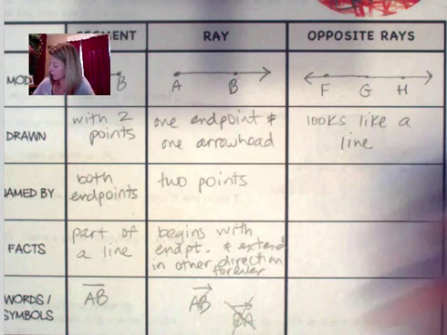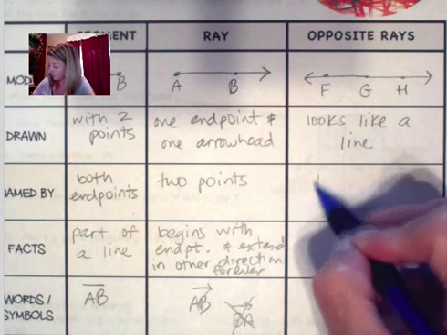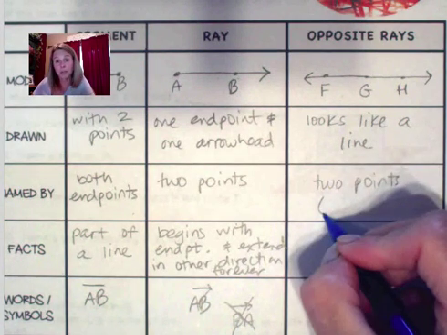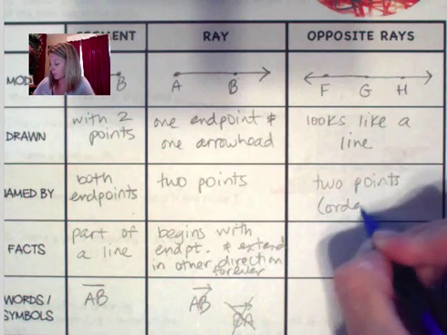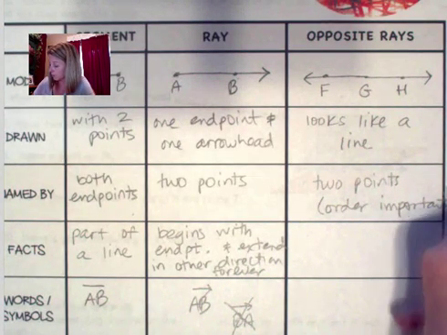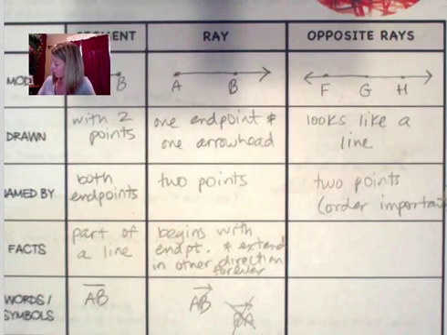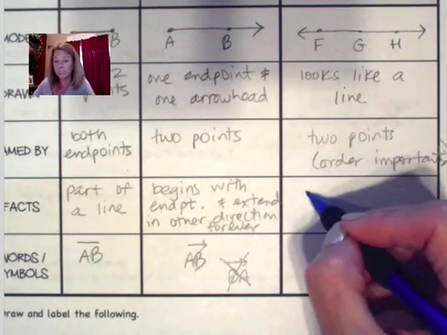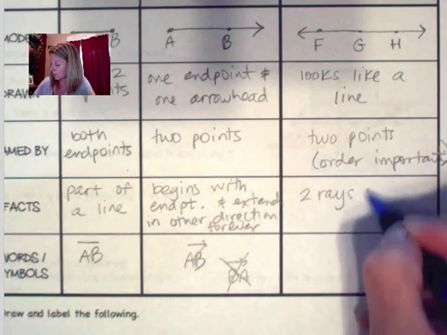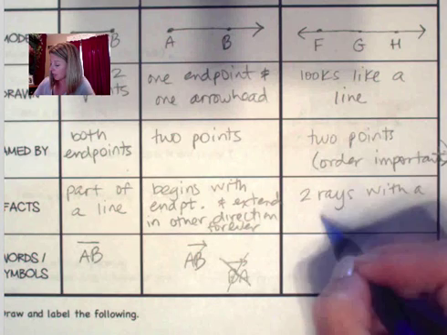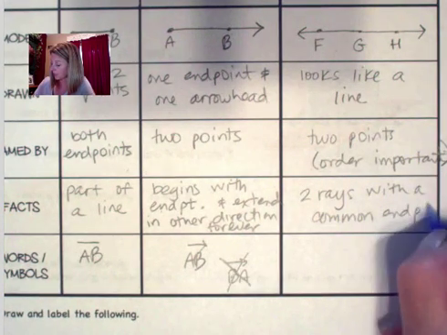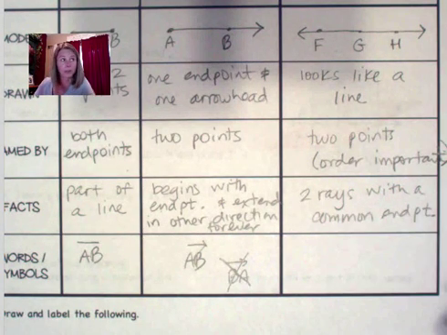And it's named by 2 points, and in parentheses, I'm going to write order is important. And you'll see why in just a minute. Order is important. Facts. Basically, opposite rays are 2 rays with a common endpoint. I'm going to abbreviate endpoint again. Feel free to write it out for your notes.